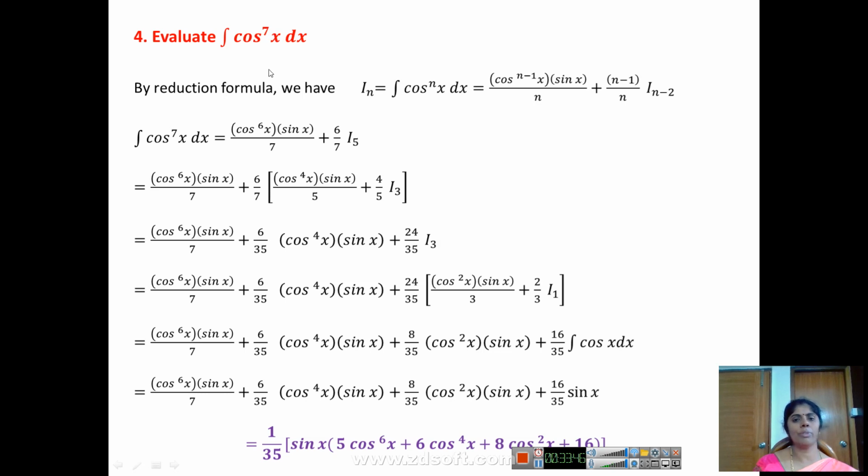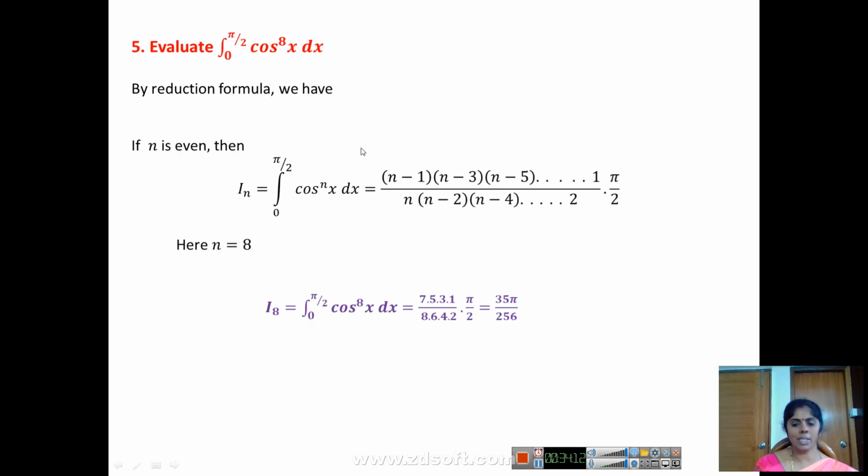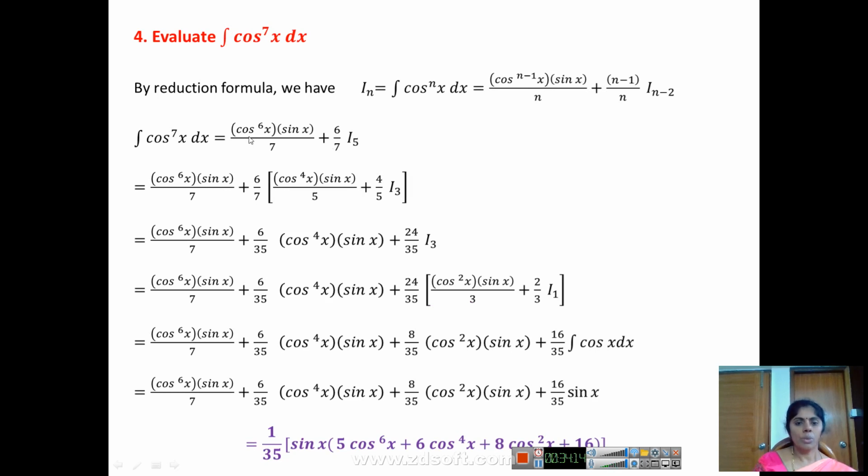So, if you want, we can consider here the integral of cos to the power 7 of x dx equals cos to the power n minus 1, that is 7 minus 1 is 6, of x into sin of x divided by 7, plus 6 by 7 into I5. Again, in this expression, we can just take 5 in the place of n for the next step. So the first one we can replace as it is. Second one, 6 by 7, your I5 is there.